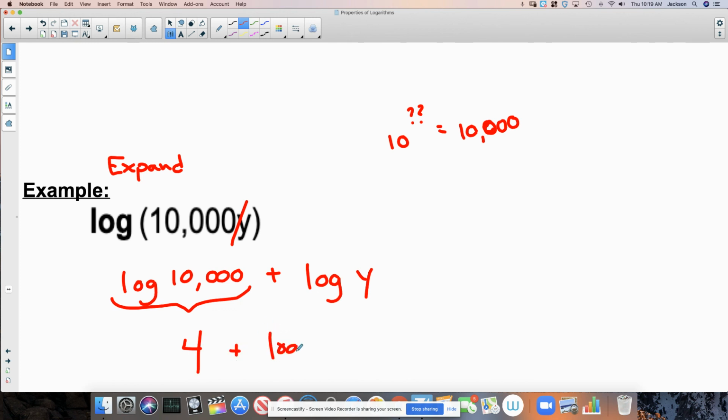And I'm going to evaluate that. As long as I can do it without a calculator, I'm going to do that. This is a variable expression here, so I can't raise 10 to some power and get y. But I can raise 10 to the fourth power and get 10,000. So this is what that expansion would look like after we evaluate that first part.